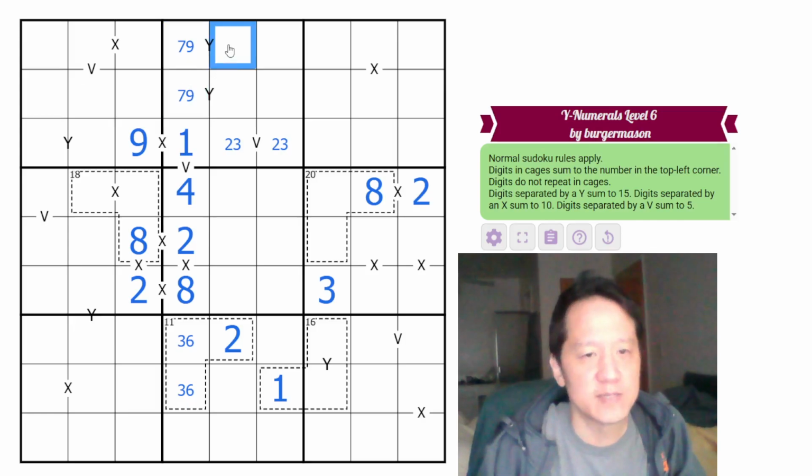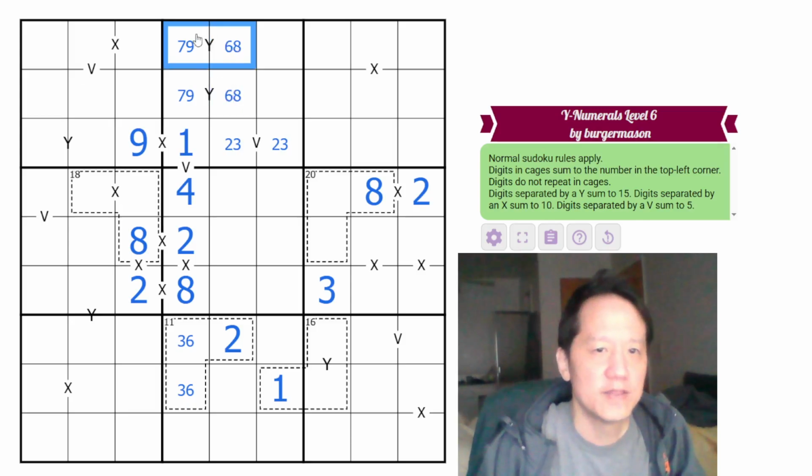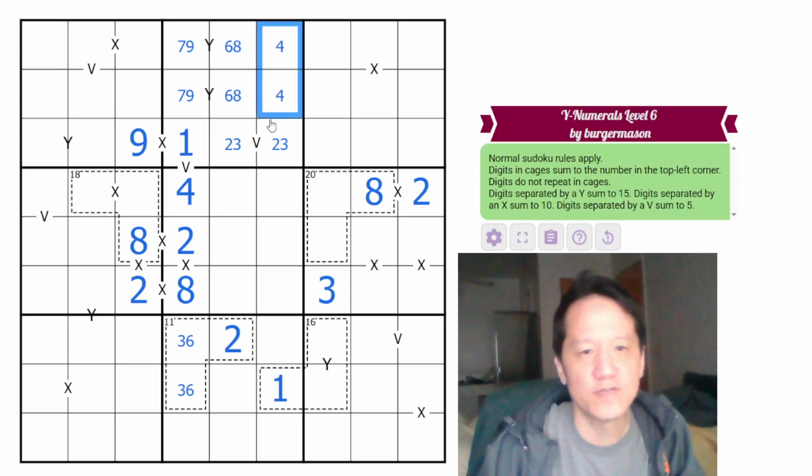Well, 9 adds up with 6 to add up to 15, and 7 adds up with 8 to add up to 15. So this is a 6, 8 pair. Therefore, in the remaining cells in this box, it has to be 4 and 5. And in the remaining cells in this column, it has to be a 5. So this is 5.